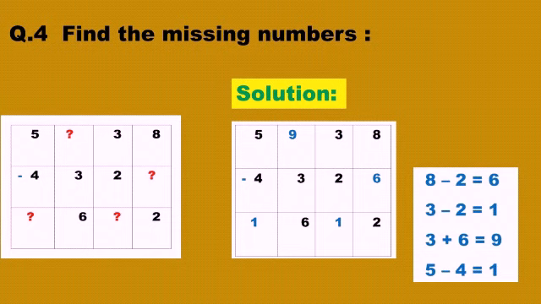How to find the subtrahend? You have to subtract the difference from the minuend. So 8 minus 2 equals 6. So the answer will be 6. So this will be the middle portion.